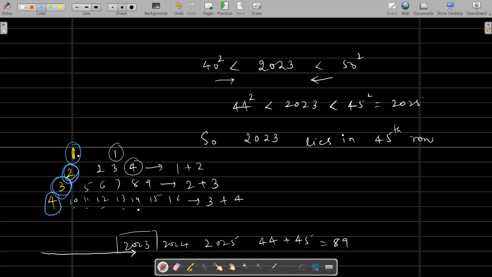Now out of 89, the last two are gone. So this is at the 87th position from the left. So it lies in the 45th row and the 87th position from the left.